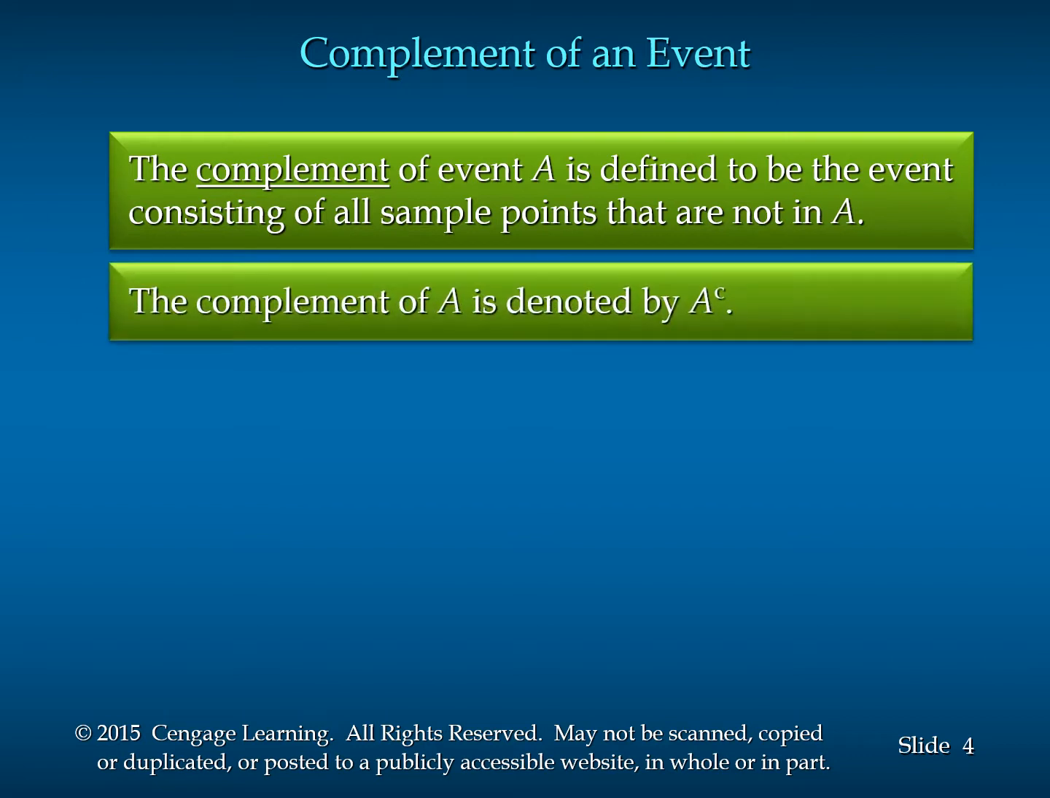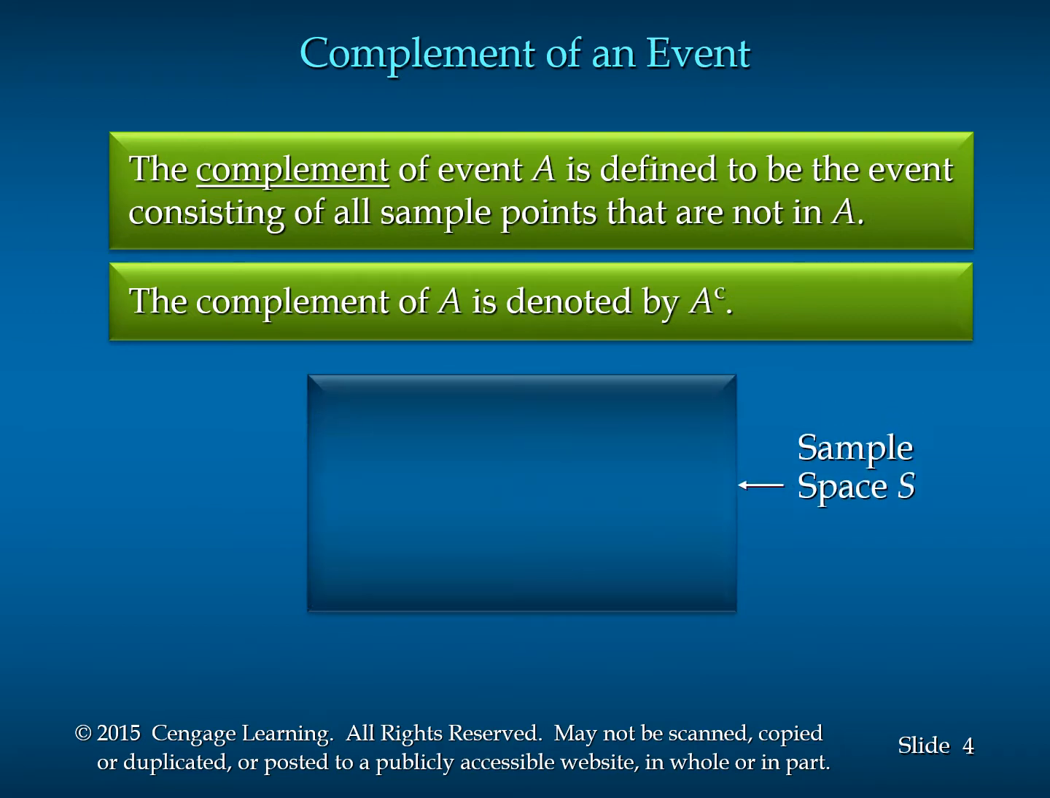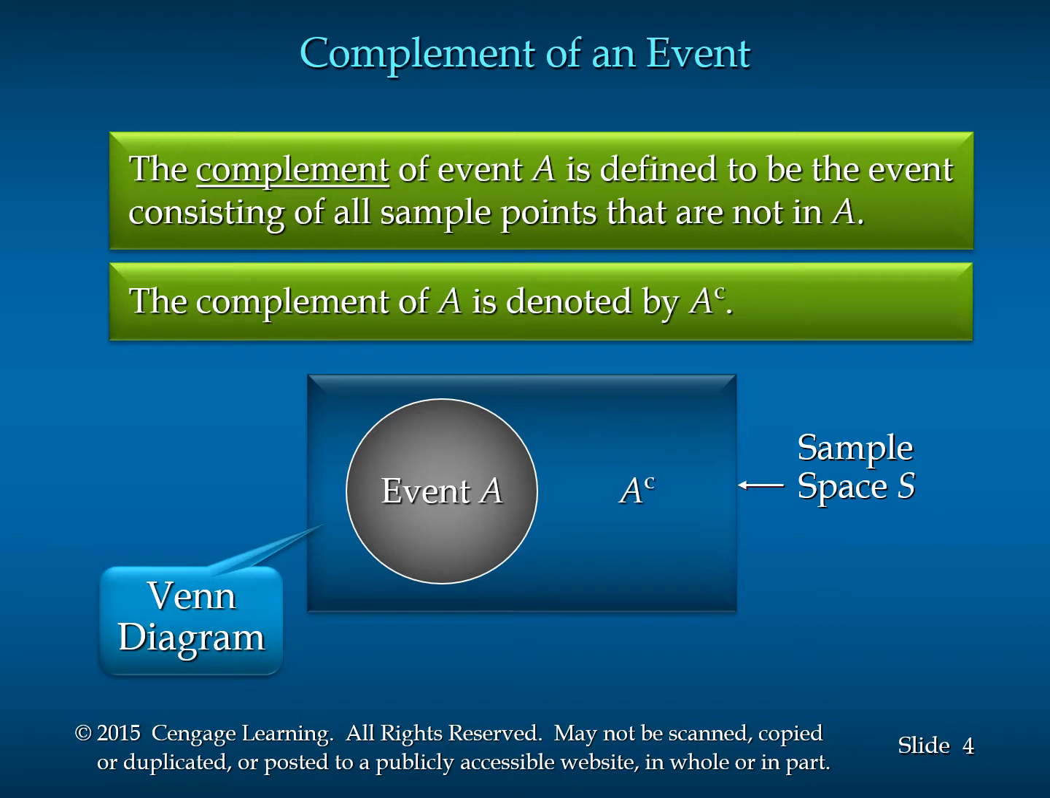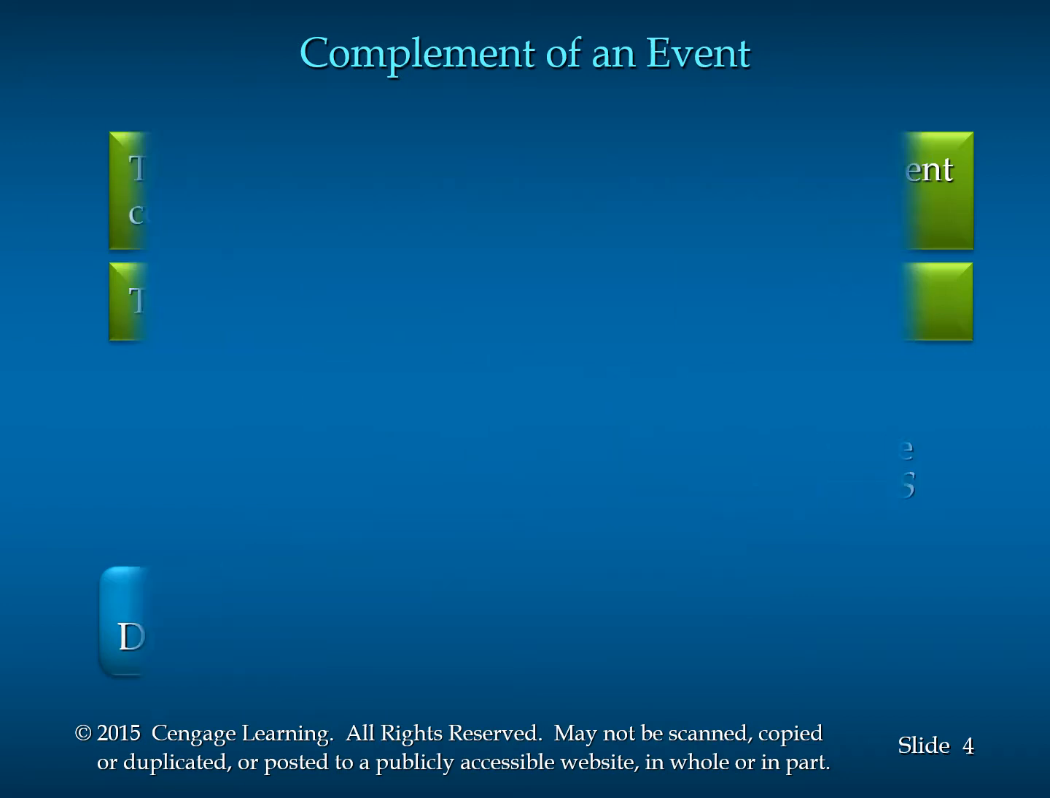For the complement of an event A, it's the sum of all the sample points that are not in A. So in this circle, which is event A, in the total rectangle of the sample space, anything which is not A is the complement of A. For example, the complement of a stock making money are all the possible ways that it will not make money.